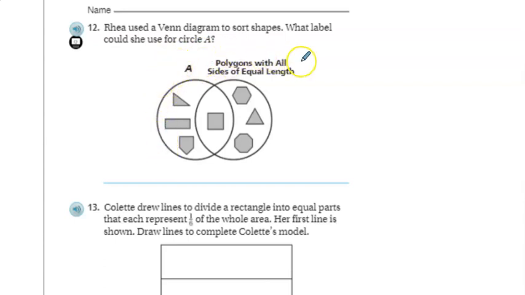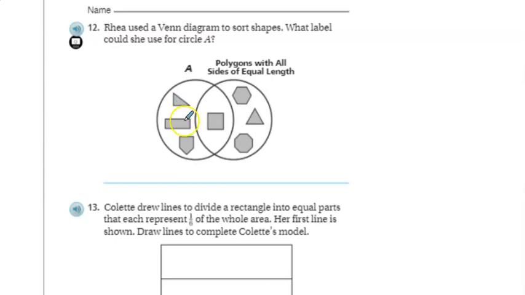So we have polygons with all sides of equal length. So this would be a hexagon, an equilateral triangle, and this one looks like 1, 2, 3, 4, 5, 6, 7, 8, an octagon. All sides are equal. A square, all sides are equal. But then over here, these sides are not equal, so they're all over here. Now we've got right angle, right angle, right angle, right angle, right angle, right angle, right angle. So that could be a hint.